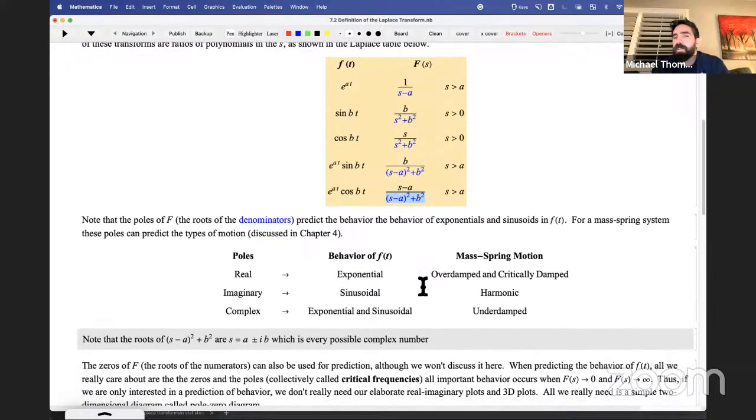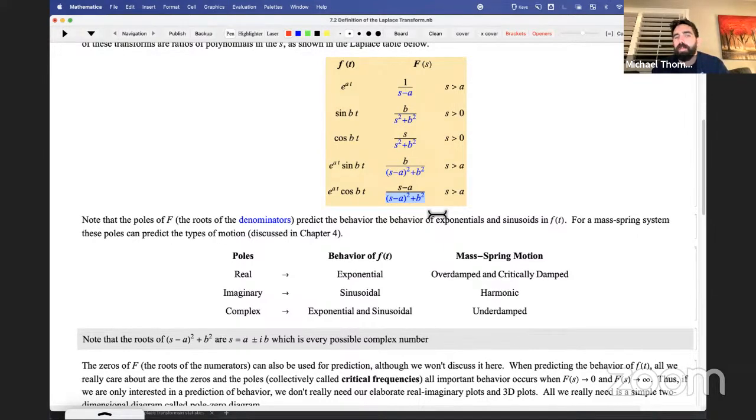You can use the poles to determine the general behavior of a differential equation. In particular, you can identify whether the solution is exponential or sinusoidal or a combination of both, just by looking at the transform. And what you're looking for is the poles. The poles will give it away.